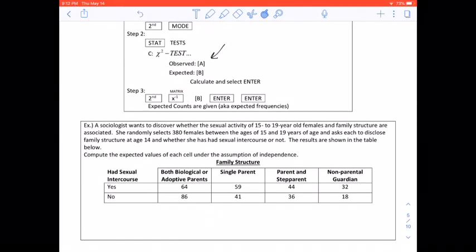Step 3 is second, x inverse, matrix, B, hit enter, enter, and those are going to give you the expected counts, or the expected frequencies. So that's where our matrix is.